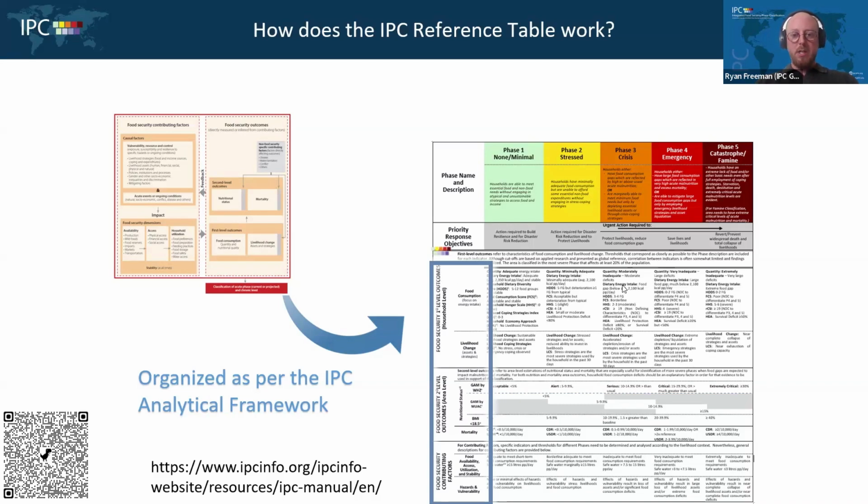So moving from our analytical framework on the left to our IPC reference table on the right, you'll see that each of these, let's say, bars are organized by the different outcome indicators, the first level outcomes and the second level outcomes that we would like to capture within the IPC analysis. You'll have food consumption, you'll have your livelihood change, you have additional detail on mortality, and you also have different information that's available.